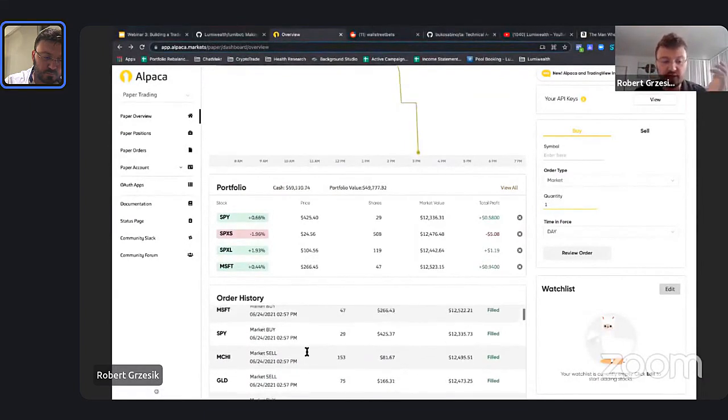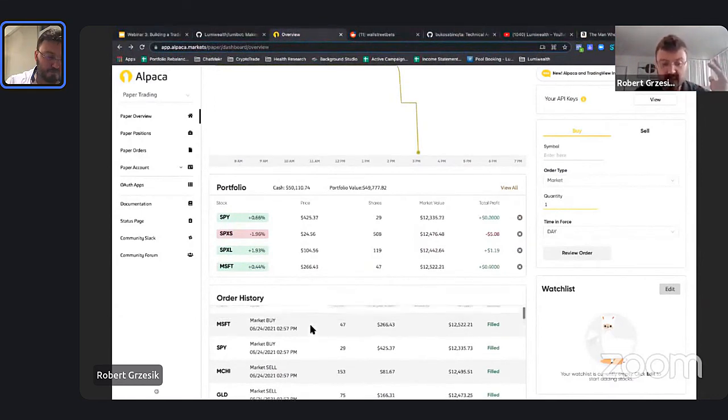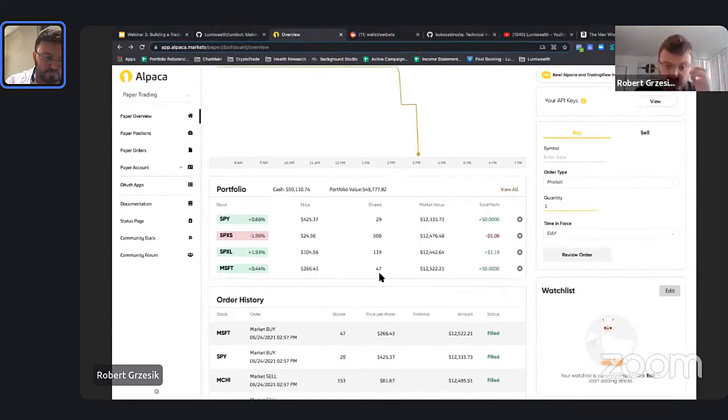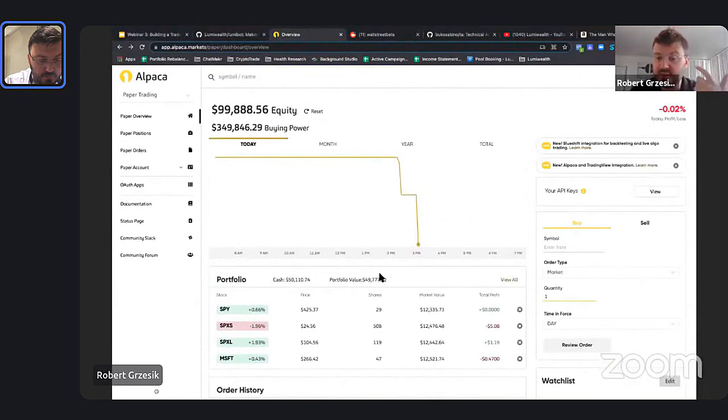So it sold the gold. Remember, you guys saw the gold. It sold that, and it sold our MCHI. So we sold two of those things, and it bought SPY and it bought Microsoft, right? That's because those have been the ones doing the best over the past minute, and it just holds on to them. So it's just a simple momentum strategy. But like I said, there's a lot of other things that you could convert this into.